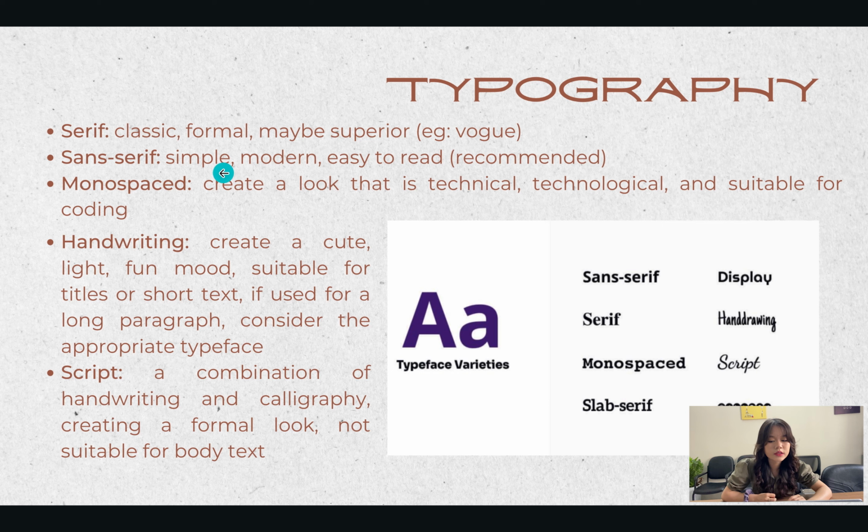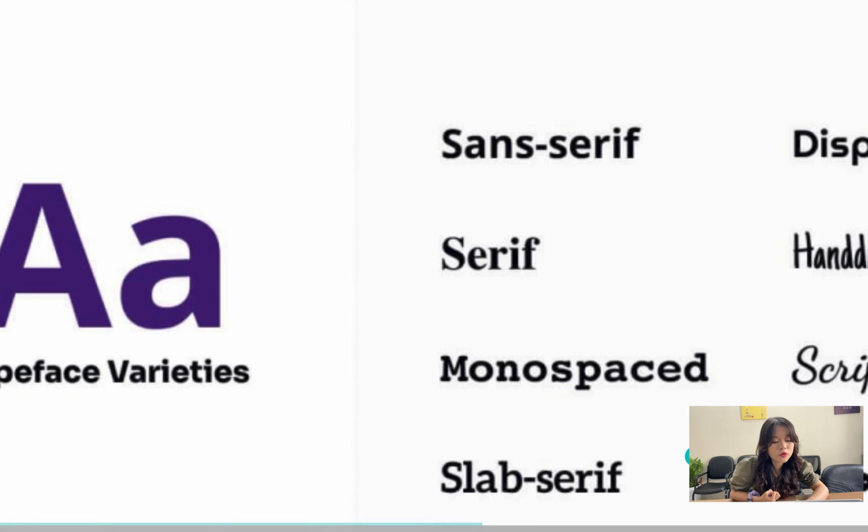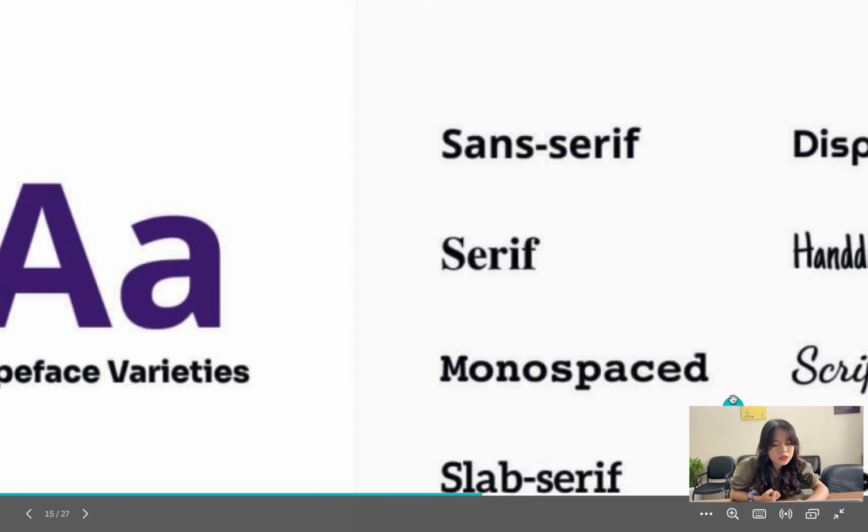So next is the sans serif. It creates a sense of simple, modern, and really easy to read. For instance, some basic sans serif that we often see are Arial, Calibri, and the Montserrat typography, and a serif we often see is Times New Roman. Next is the monospaced. Here is the monospaced typography. This is often used for coding in IT.